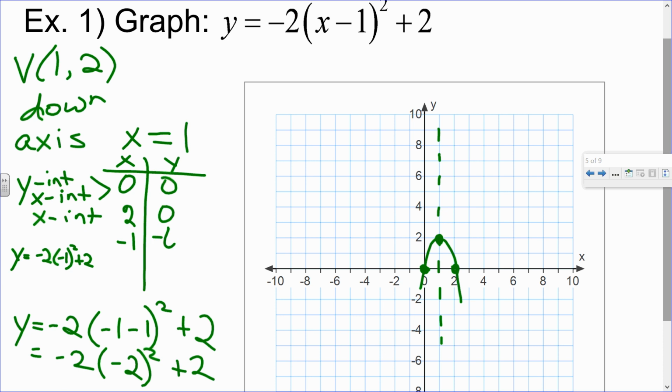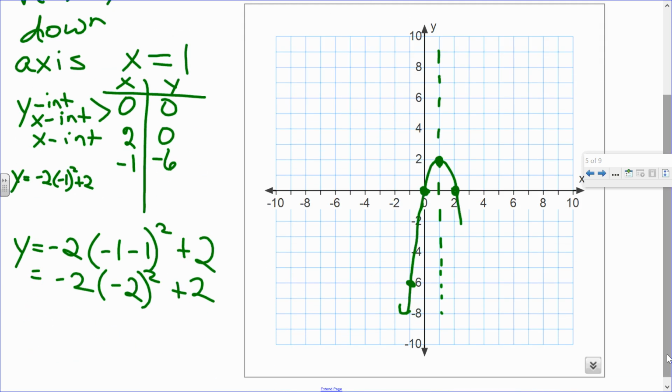-6. So -1, -6. And what's going to be symmetric to that? Maya, what's another point that's going to be symmetric to this -1, -6? I don't think you meant -3, -6. I think you meant +3, -6. And there's our parabola.